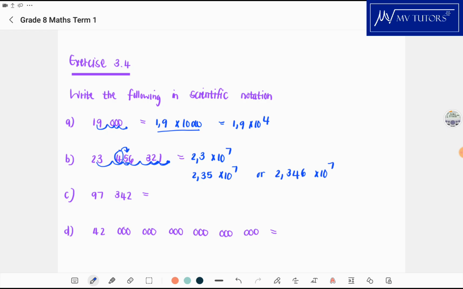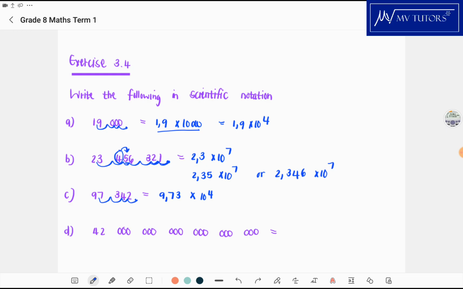Now see, we have 97,342. Our comma is here. We're going to shift it 1, 2, 3, 4. So it's going to be 9,7, 3 if I'm rounding to 2 decimal places, times 10 to the power 4. And the last number, I don't even know what this is. So this is a million, this is a billion, that's a trillion. I don't know what that is.